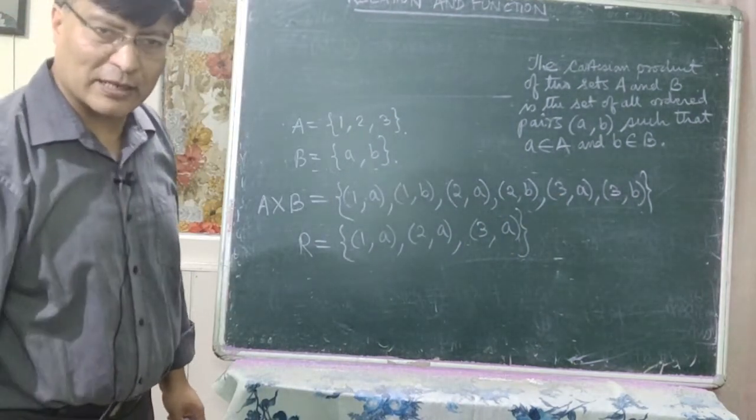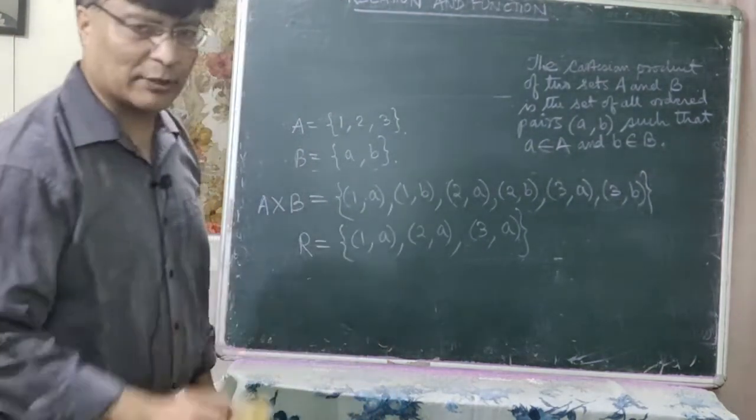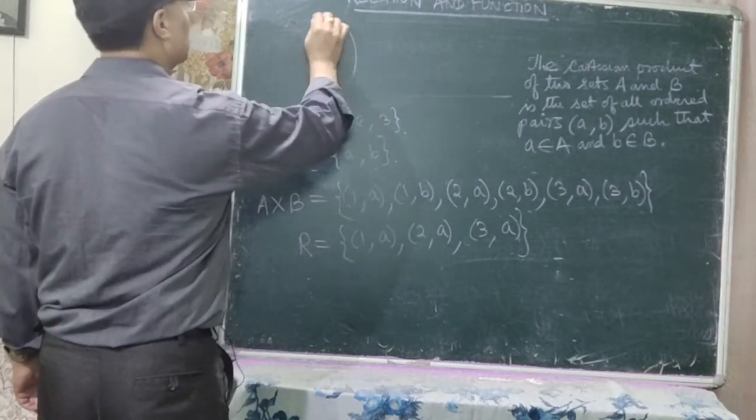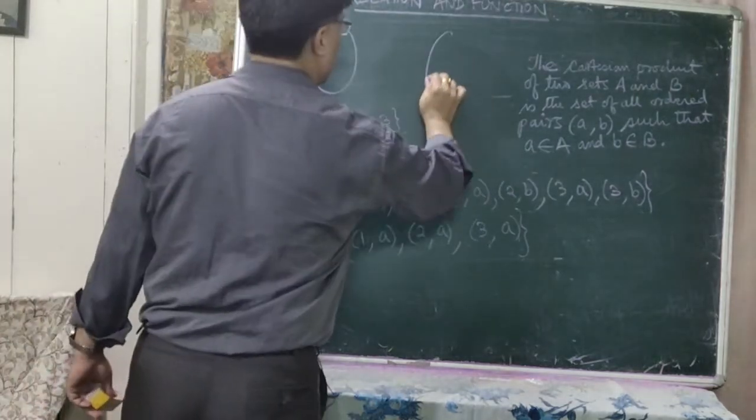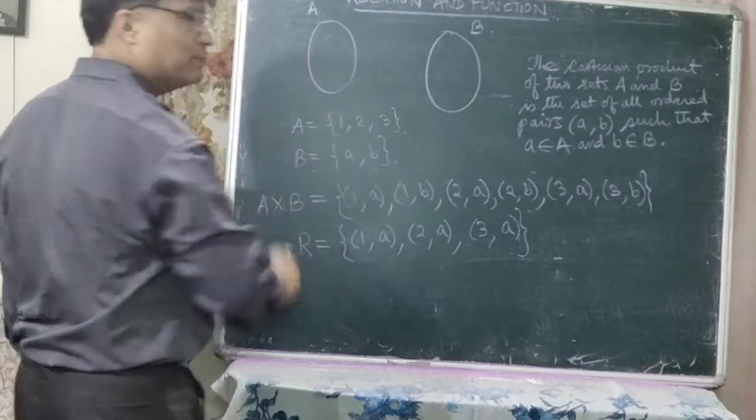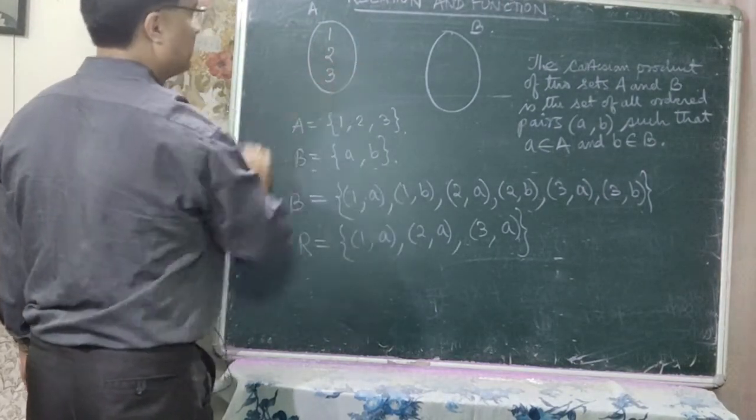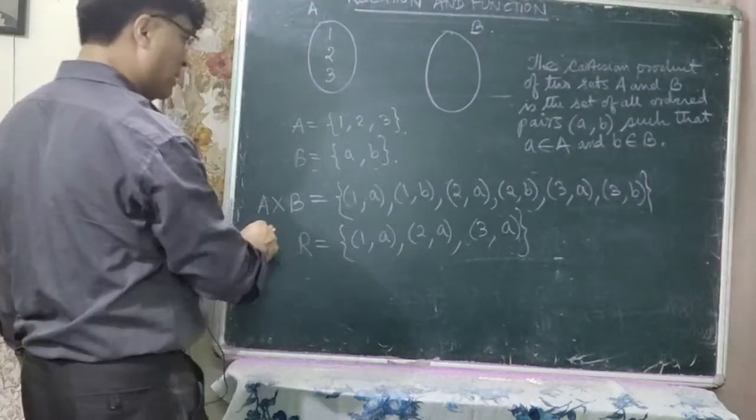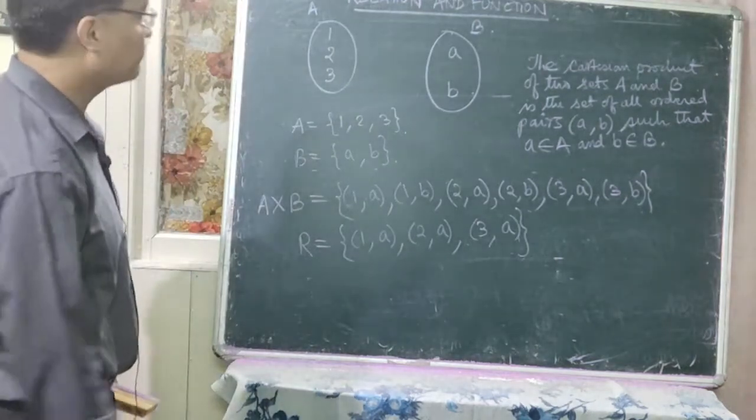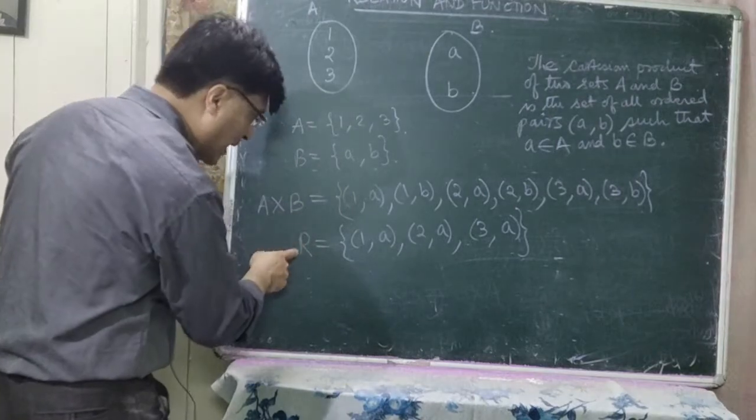Is that clear now? Here, let us draw a pictorial diagram. This is your A set, this is your B set, right? This is A and this is B. What is in A? Here 1, 2, 3. What is in B? B has a and b. Is that clear? Now, between A and B, what relation do we have? Actually, R is a relation here.